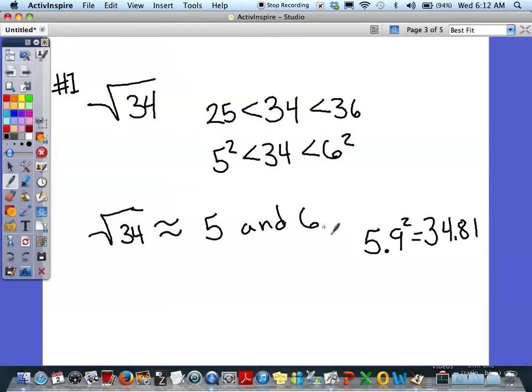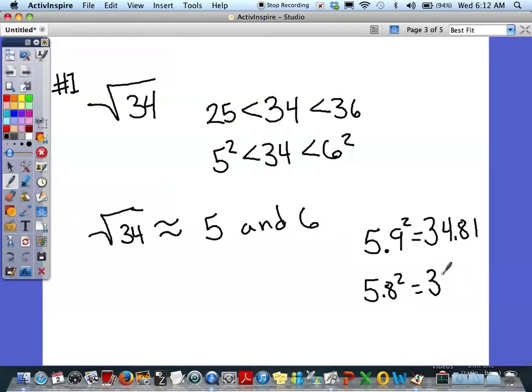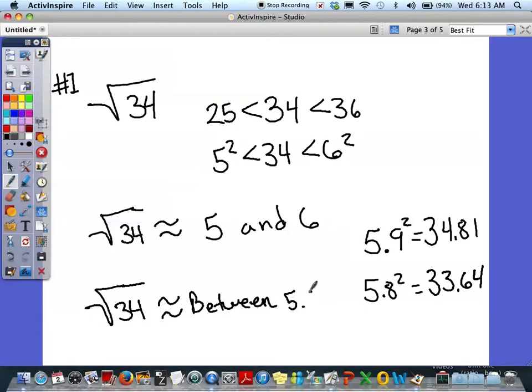So we notice that 5.8 squared equals, and I already forgot the number, it equals 33 and 64 hundredths. So now we've got an interesting situation. We know that the answer to the square root of 34 is not only between 5 and 6, but it's between 5.8 and 5.9. Okay, so at this point you've really zeroed in on it.